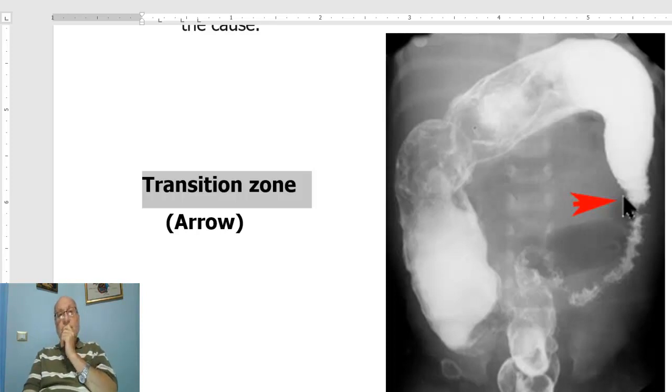What are the complications? Complications of Hirschsprung disease are chronic or acute on top of chronic intestinal obstruction. Chronic intestinal obstruction because of chronic constipation, and acute on top of chronic obstruction due to fecal impaction.